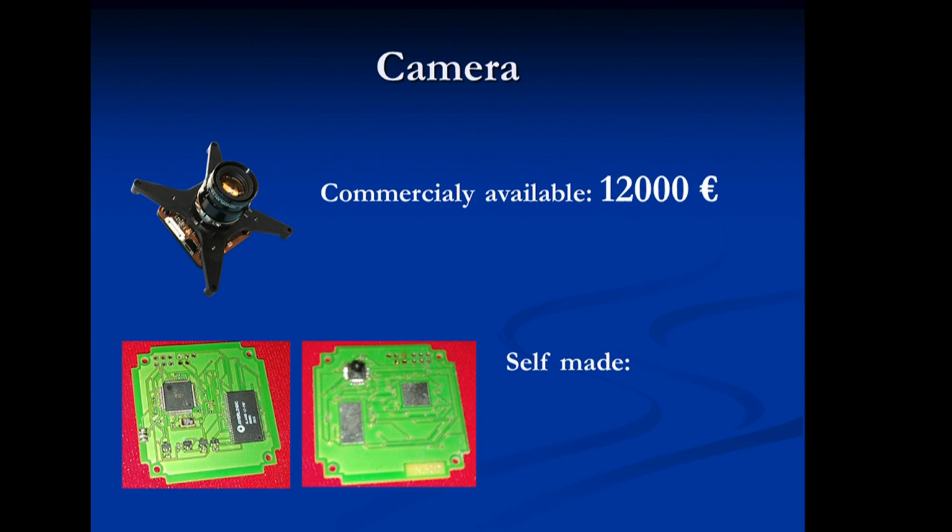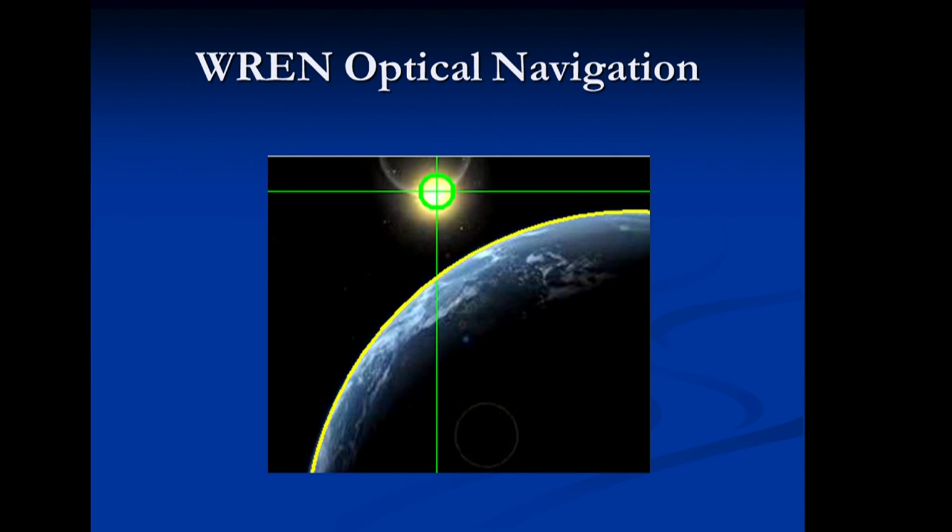So for the camera, it's the same. If you want to buy one, there are commercial ones for 12,000. Self-made was about 10 euros. With electronics knowledge, you can get this camera for 8 euros. The other stuff also: there was an optical navigation algorithm on board. It could find the center of the Earth. So this is a circle function. It could determine the sun position from this picture. The algorithm was about 100 lines of code or so.